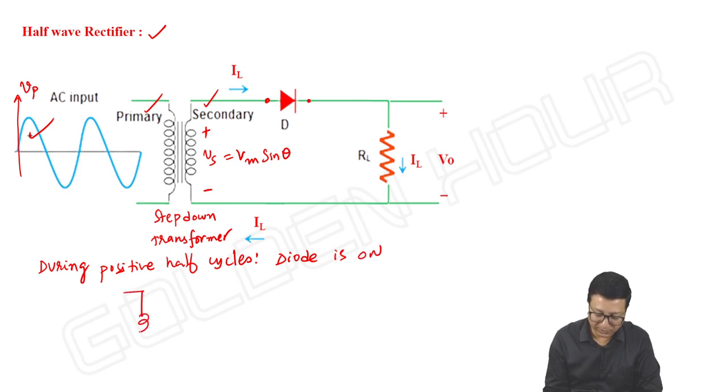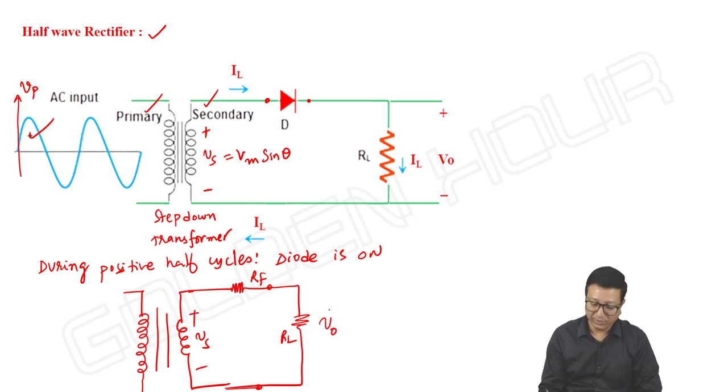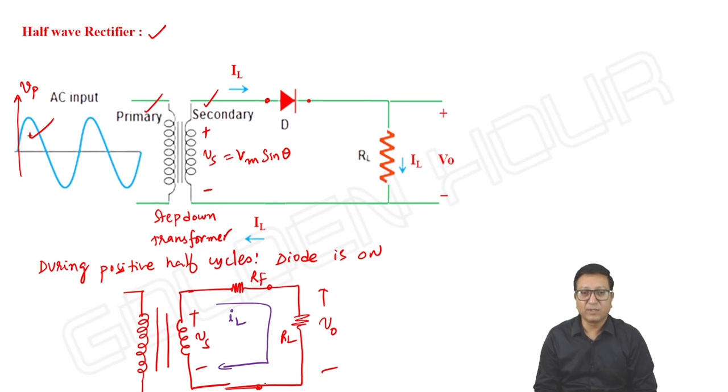so that the equivalent circuit will be like this. Instead of diode, I am writing it by means of its equivalent resistance RF. Next, the load resistor RL is connected this way, and this is output, and I can mention the current IL flowing through the diode as well as the secondary as well as the load resistor.